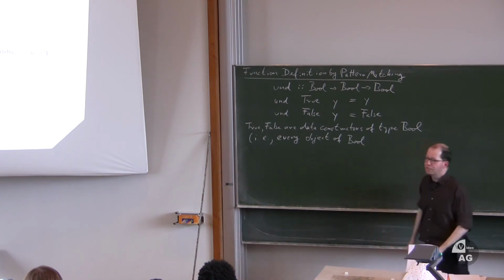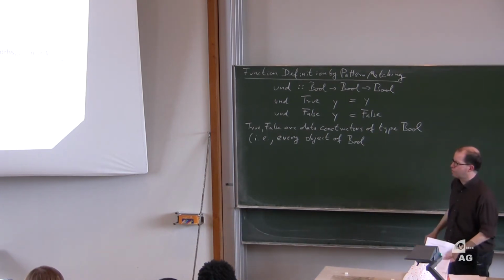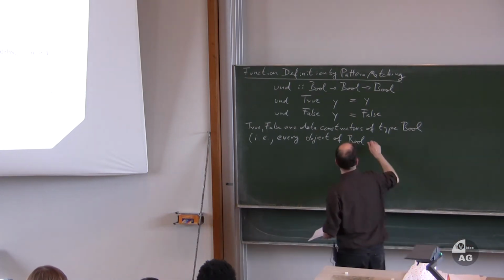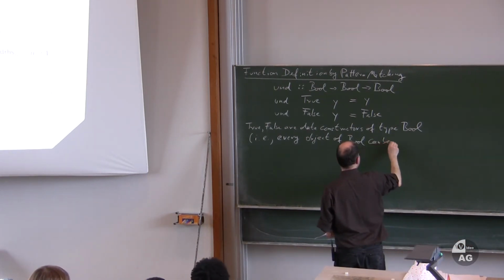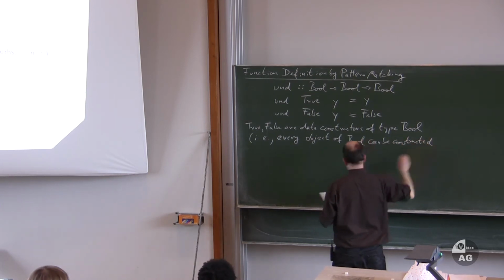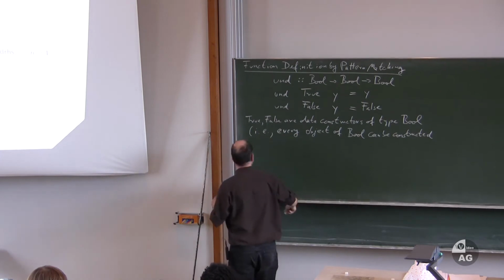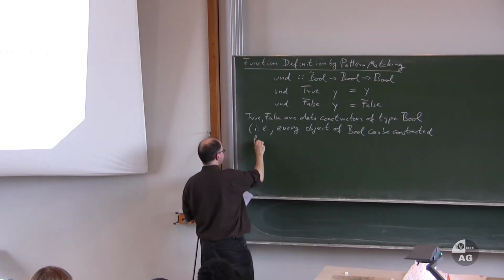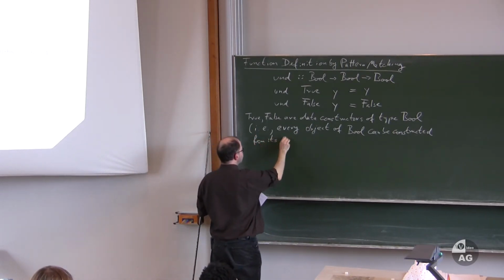But bool is a very simple data structure, and for more complicated data structures, this is a bit more interesting. So every object of type bool can be constructed from its data constructors.